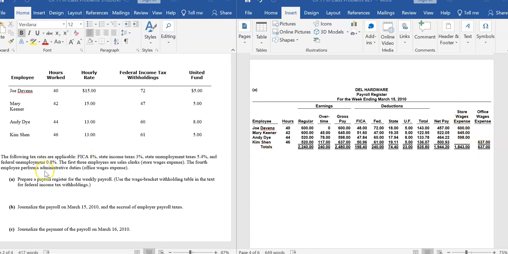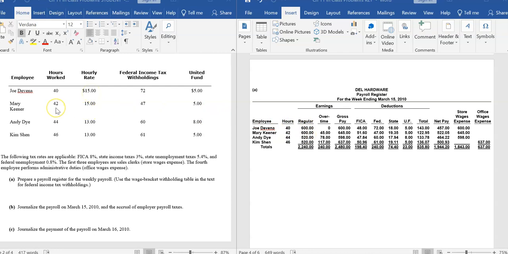Okay, all right, so looking here, we have these 4 employees. To get their regular earnings, we are only going to use the first 40 hours. All employees worked 40 hours, so they all got their full regular pay at a rate of $15 for these first 2 employees. 40 hours times 15 gives us 600.